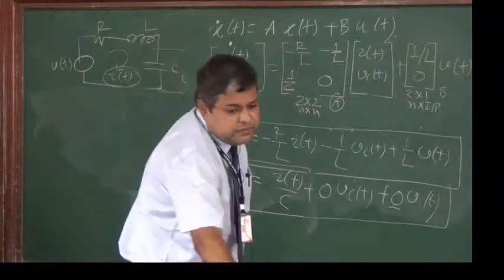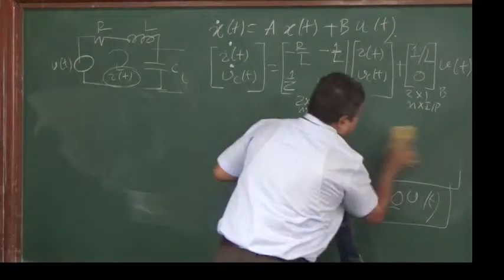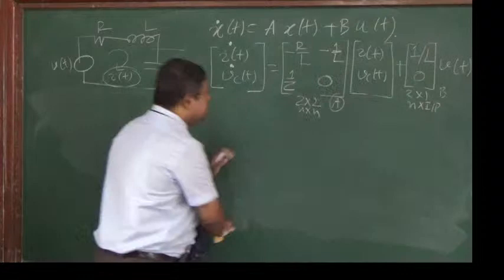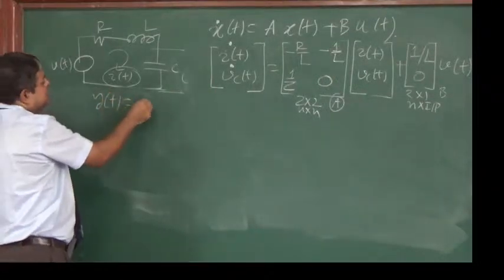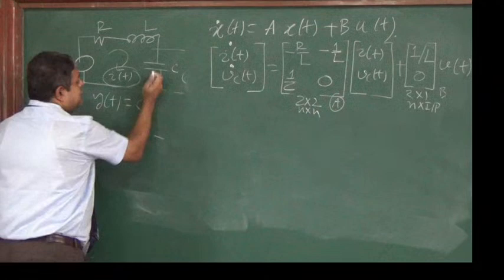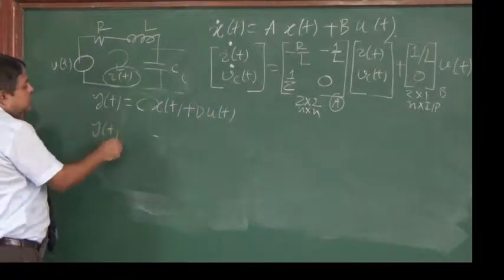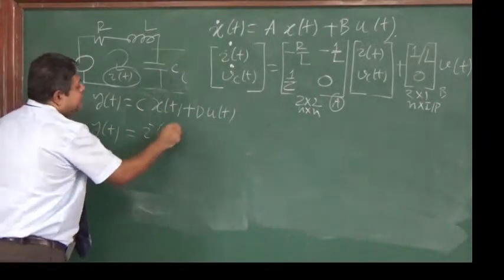That's all. There is another set of equations, y(t), and how to do y(t)? This is the more difficult part. y(t) is equal to C x(t) plus D u(t). So I have defined that y(t) is equal to i(t).